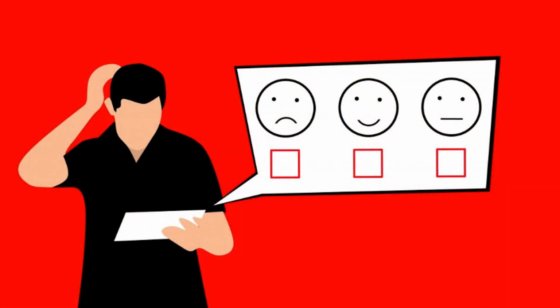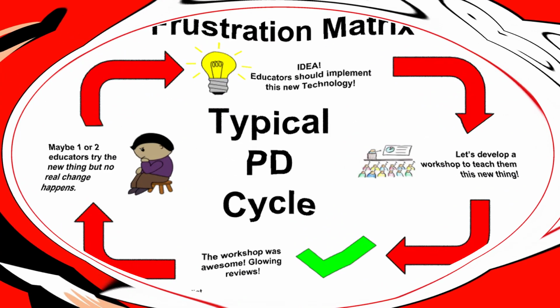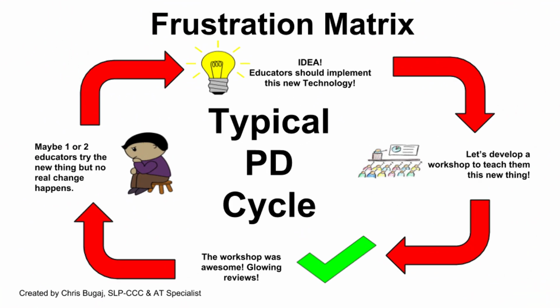Sure enough, the workshop is a success and receives glowing evaluations. Most educators are very excited about this latest and greatest new thing. However, maybe one or two educators actually use this thing consistently and no real change takes place. A major contributor to this failure to launch the new greatest thing can be the lack of UDL principles within the daily structure of the classroom and its lessons.